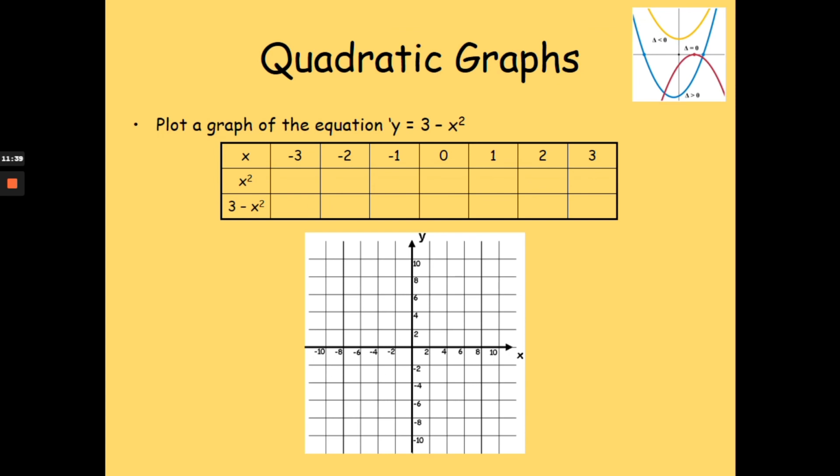I'm now going to give you one more example, and this time it's y equals 3 take away x squared. So again, I've got an x squared column, so we can fill that one in, 9, 4, 1, 0, 1, 4, 9. Then I have to do 3 take away x squared. And that's what I'm left with.